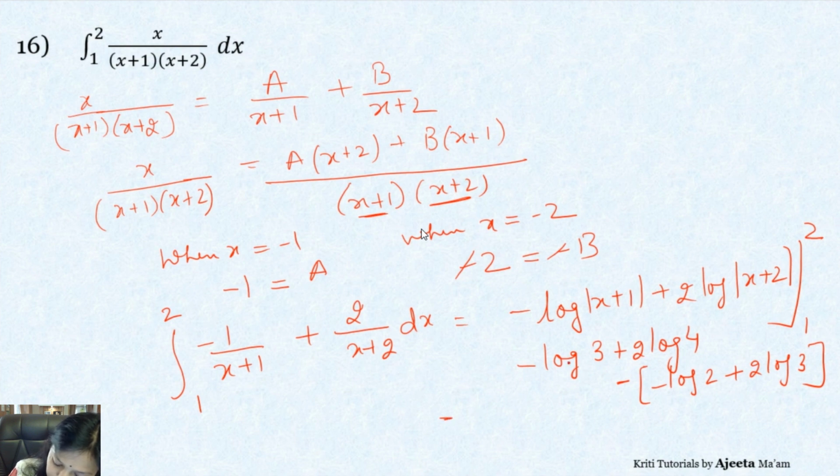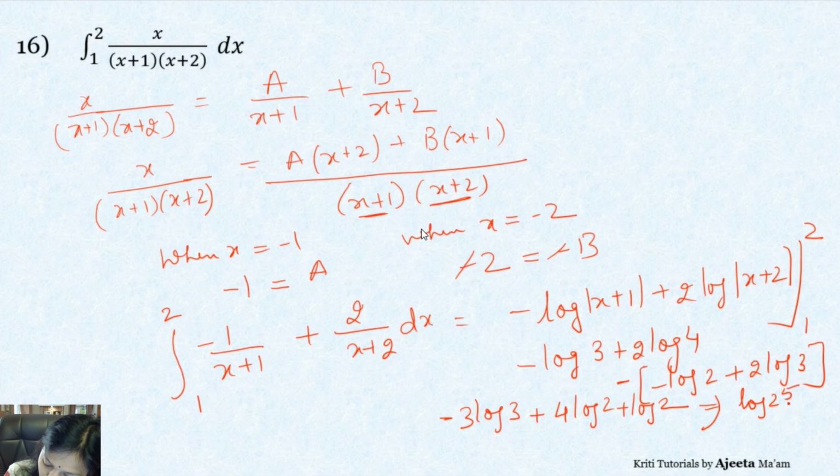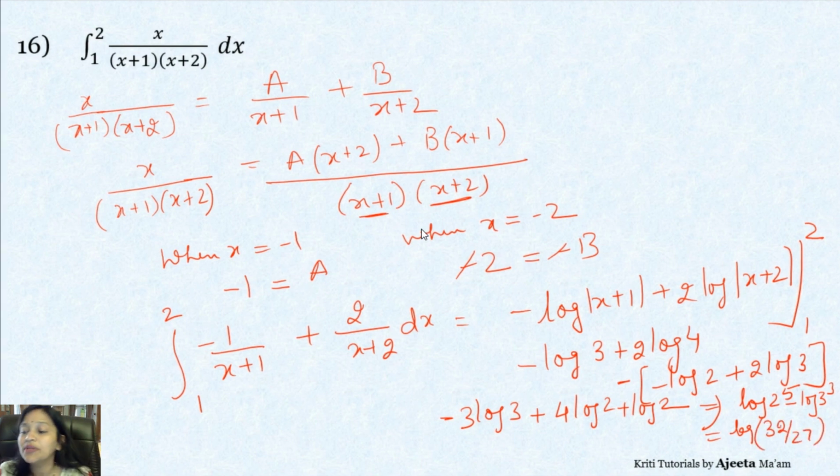So what will you get? Minus, so minus 3 log 3. And here we get log 4, which we can write as 4 log 2 plus log 2. So what will you get? 4 plus 1, 5. So what will you get as the answer? Log 2 raised to 5 minus log 3 raised to 3. So what will be the final answer? Log 32 upon 27. This will be the final answer.